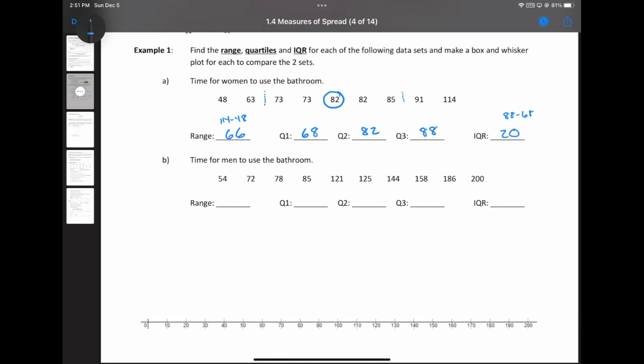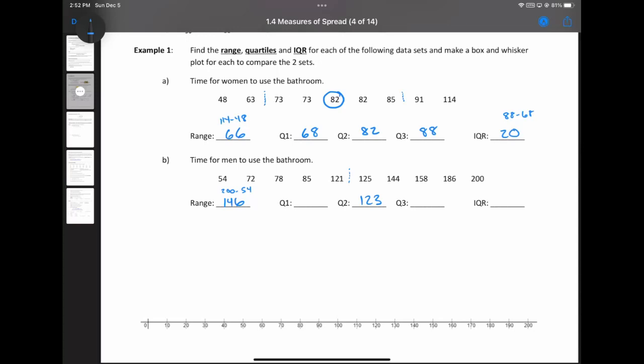Now we can do the same thing for the time for men to use the bathroom, and I won't do too much explanation here. The range is just going to be 200 minus 54, which is 146. Now here we have 1, 2, 3, 4, 5, 6, 7, 8, 9, 10 data points, so there is no central one. So I draw a little tick mark down the middle, and our median will be halfway between 121 and 125. So that's 123.